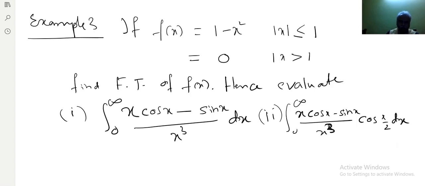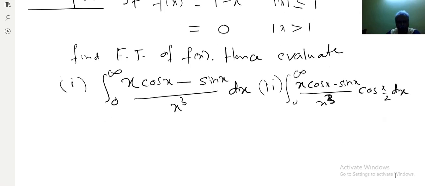So what we have to do? First understand, find the Fourier transform of this. First you should write the definition and apply this range. Whenever there is an evaluation part, after finding the answer, we should go for the inverse Fourier transform definition. So let us find the solution part of this.